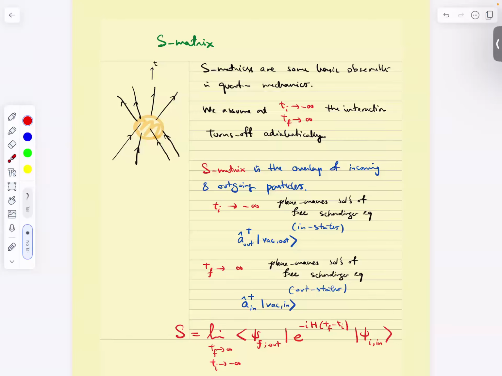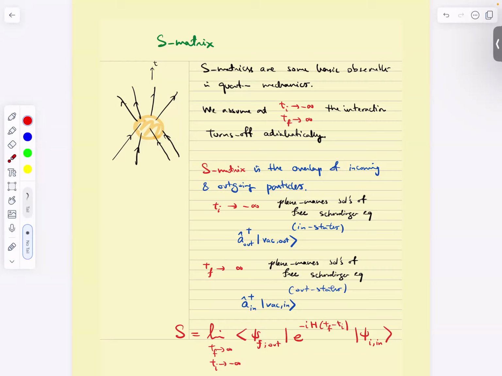The S matrix is a similar thing, except that, let's say we're doing quantum mechanics, or quantum field theory in 0+1 dimensions. It's the same thing. You say my interaction potential, far away at long time ago, near minus infinity time, was turned off.